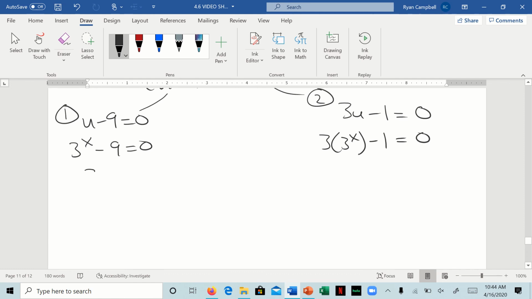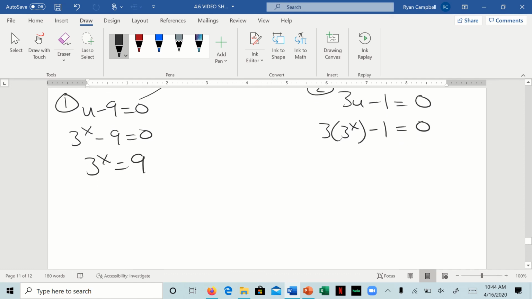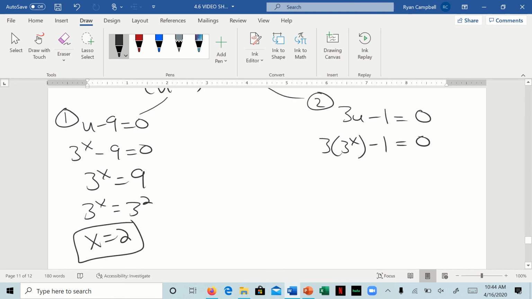So for the first equation, if 3 to the x equals 9, what's x? Well, it's just 2, right? 3 squared is 9. 3 to the x equals 3 squared, so x is 2. For the second one, if we solve it, we can see that 3 to the x is going to be positive 1/3. And how can we turn 1/3 into 3 to a power? It's 3 to the negative first, right? So x is negative 1.